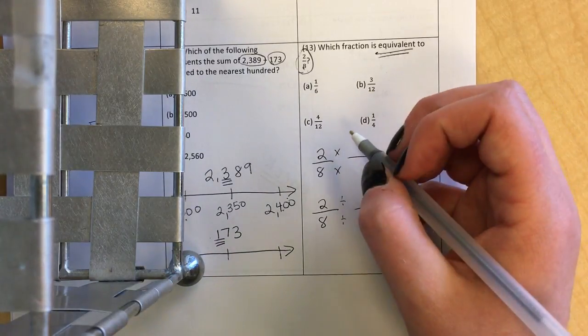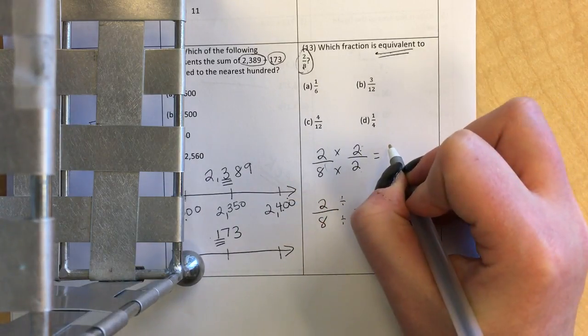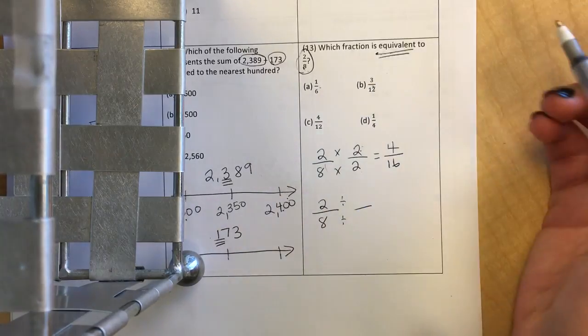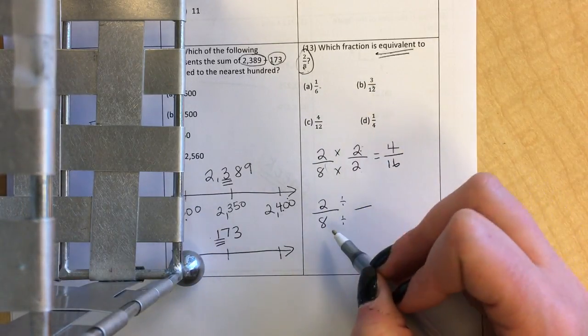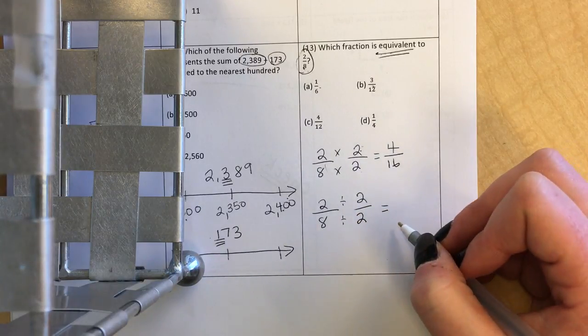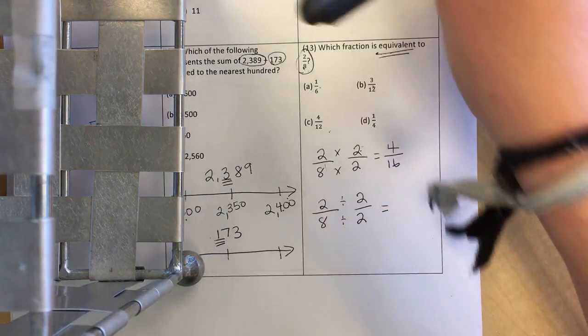So if I multiply by 2, my new equivalent fraction is going to be 4/16. I don't see 4/16 though, so I'm going to try division now. I can divide by 2/2, and I can get a new fraction. I'm going to see then if that's one of my answers.